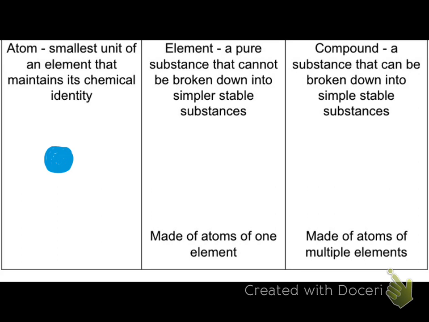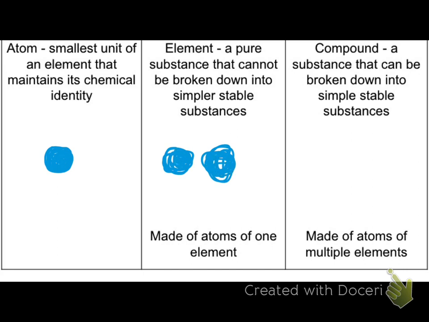Then next to atoms, we have elements. They're connected to each other because an element is a pure substance that can't be broken down into simpler, more stable substances. And elements are made up of atoms, all of one element. So you might have multiple atoms, but they're all going to be of the same element.